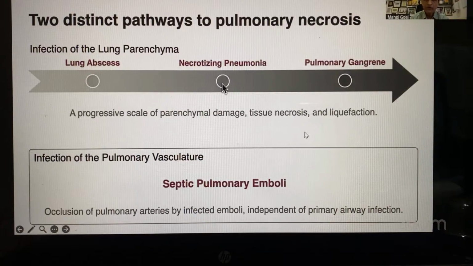The patient can have a necrotizing pneumonia of low intensity, it can become a lung abscess of severe intensity, and then it can progress to very severe pulmonary gangrene. So it's not a continuation spectrum, but usually you will find the severity spectrum is like this: the least severe would be lung abscess and the most severe would be pulmonary gangrene with higher mortality and morbidity. The infection of the pulmonary vasculature occurs because of septic pulmonary emboli, which cause occlusion of the pulmonary arteries by these infected emboli, and this is independent of the primary airway infection.